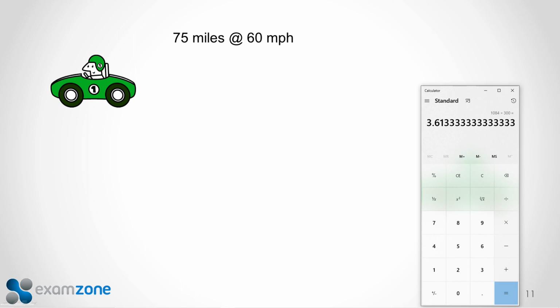Okay. So I go 75 divided by 60, and that's 1.25, which is not an hour and 25 minutes. It's an hour and a quarter. It's 75 minutes then.